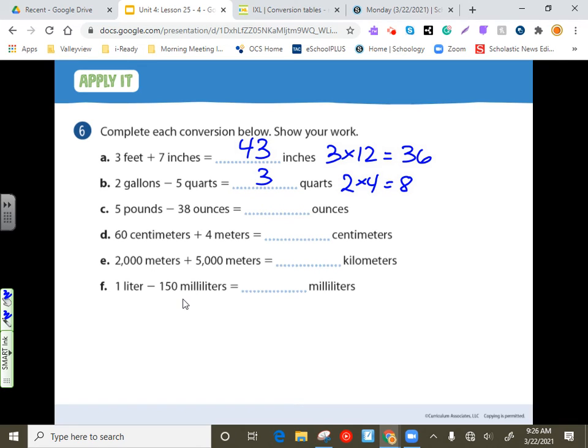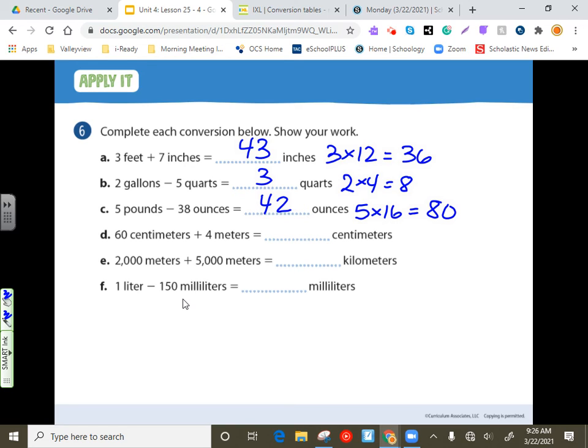I've got pounds and ounces. I know there's 16 ounces in a pound. So I do 5 times 16, which equals 80. And if I do 80 minus 38, I've got 42. Again, a lot of these I've done on paper on here. That's why I'm not taking too much time to do it. You can use these to check your answers.